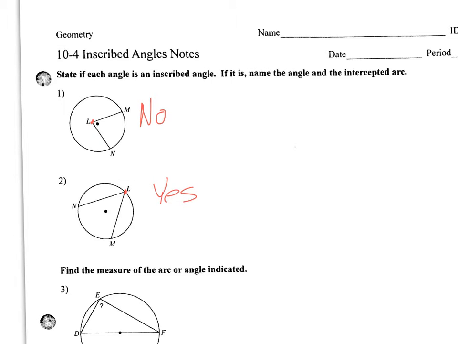Then it says name the angle and the intercepted arc. So the angle is angle NLM. L has to be in the middle here, the vertex. Now you could say MLN if you wanted to. And as far as the arc goes, the arc is from here to here. It's what the angle eats, Pac-Man eats, if you want to think about that. So the arc is arc NM, or you could say arc MN.